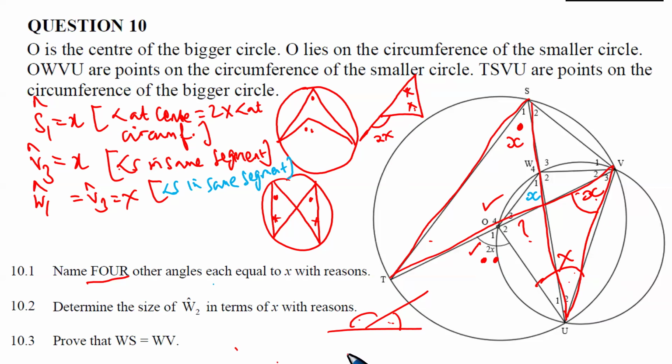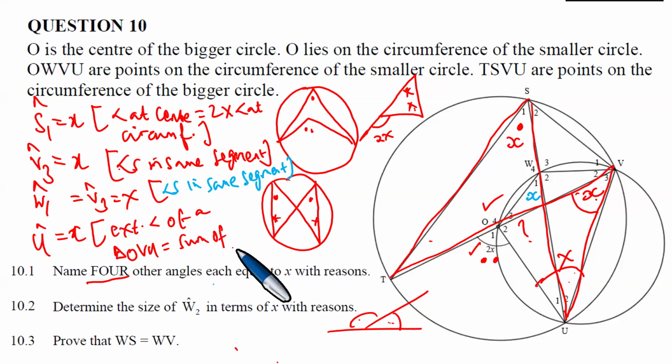So that in the end, you have the following. The angle U is equal to x. Exterior angle of triangle OVU is equal to the sum of opposite interior angles. Any question? No, sir.